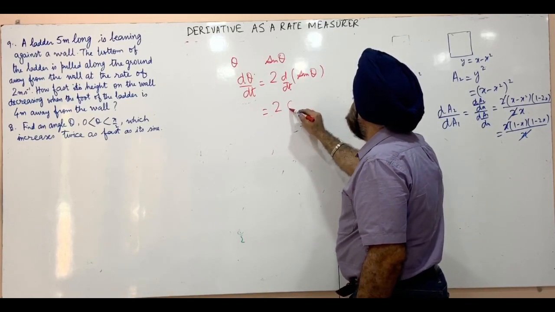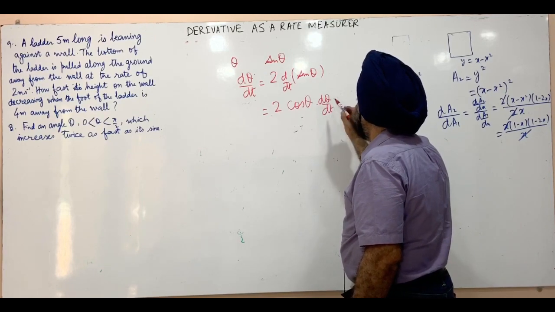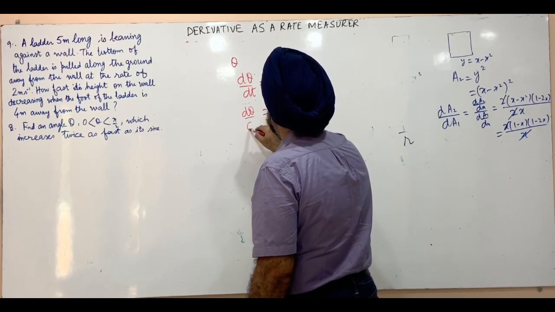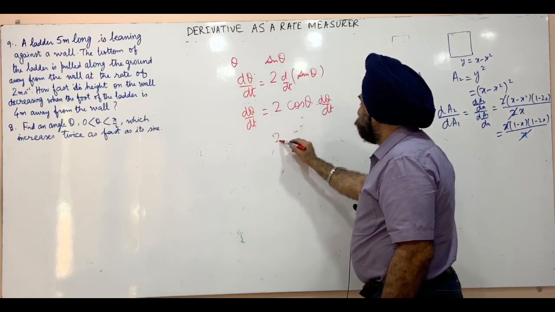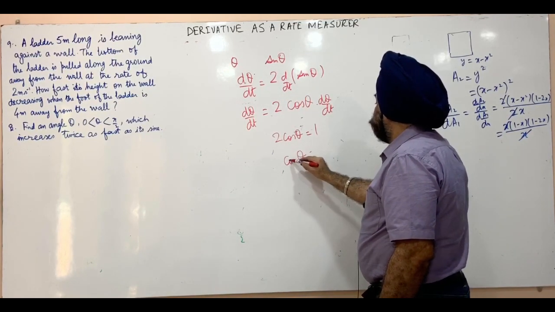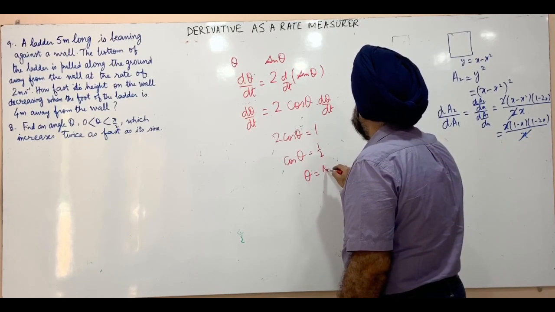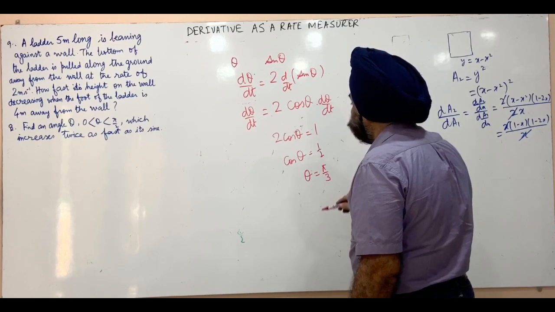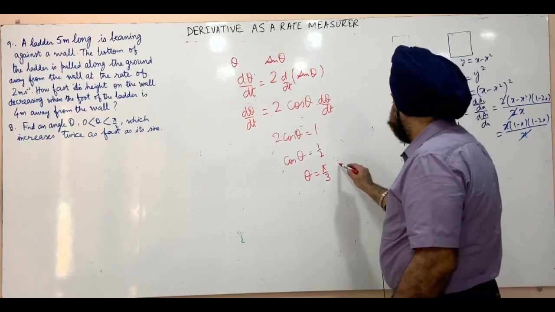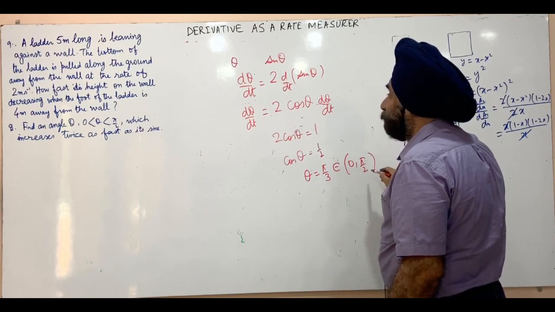Derivative of sine theta is cos theta into d theta by dt. This is d theta by dt. This gives us 2 cos theta, or cos theta equal to 1 by 2. This is theta equal to pi by 3. This is theta lying in the interval 0 to pi by 2.